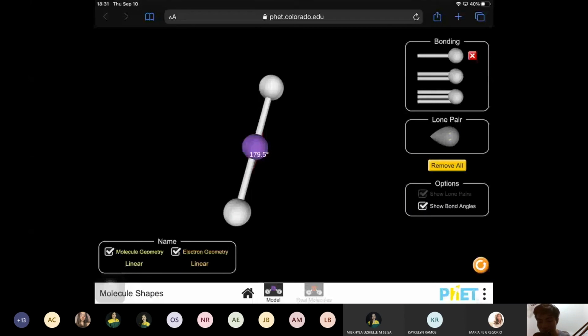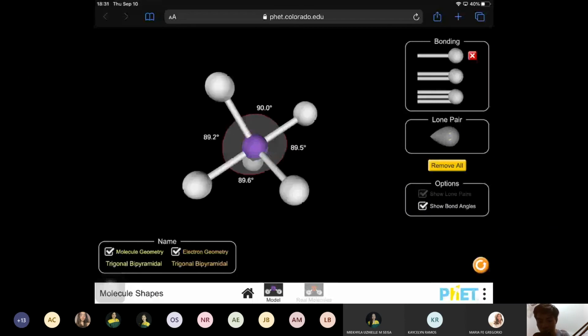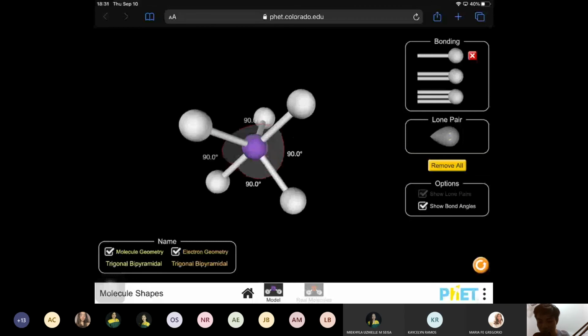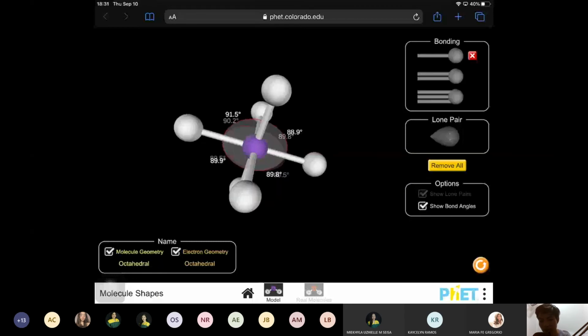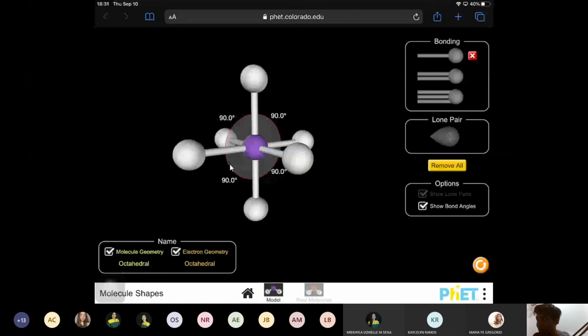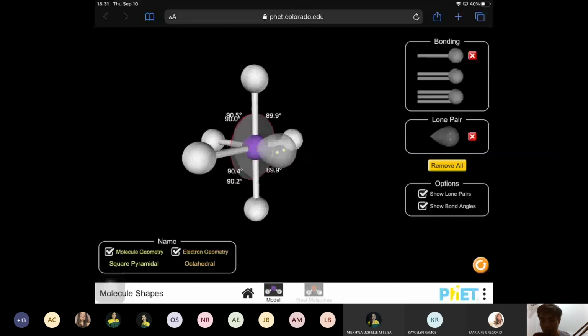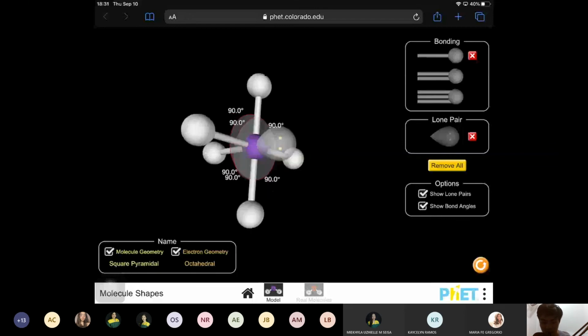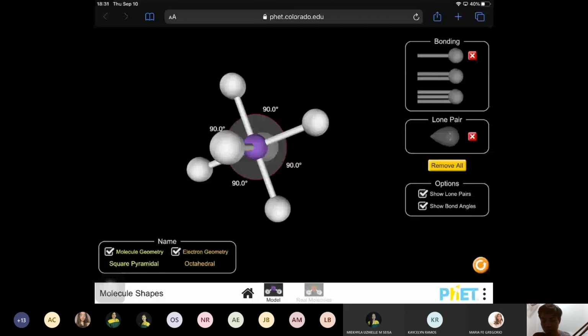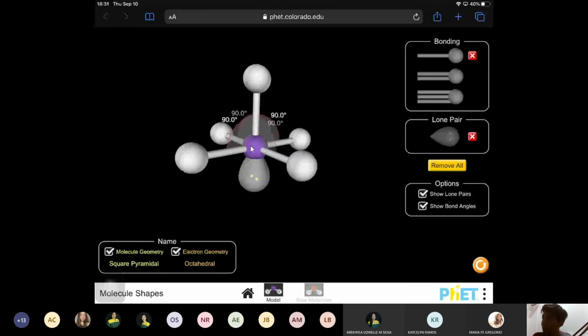So, ngayon, tapos na tayo sa 4. Tapos na tayo sa 5. 6 naman. What if 6 yung nakadugtong na atoms? Ang code ko dyan ay AX6. So, kapag AX6, isang central atom, I have 6 terminal atoms. Ano yung shape niya? Octahedral. Yung isa doon, papalitan ko ng lone pair. Ano magiging itsura? Square pyramidal. Ito yung square, ito yung vertex ng pyramid. So, square pyramidal pag AX5E.